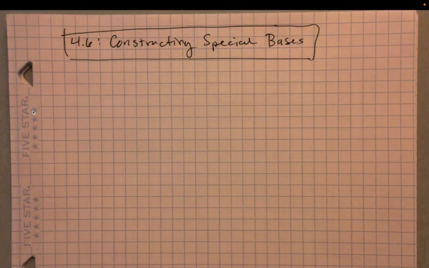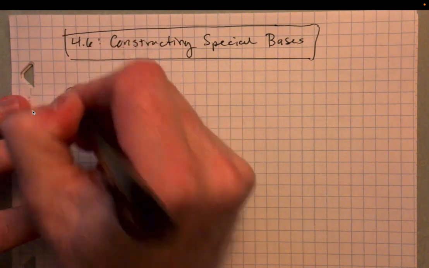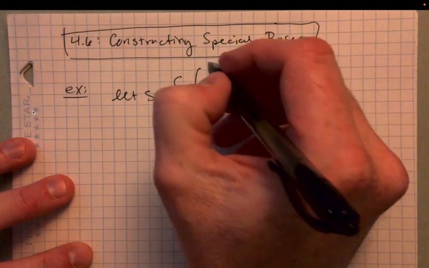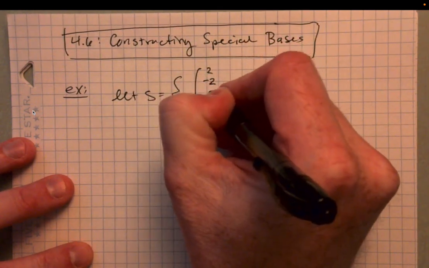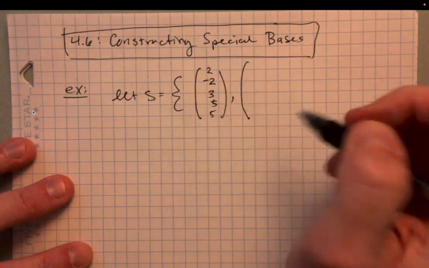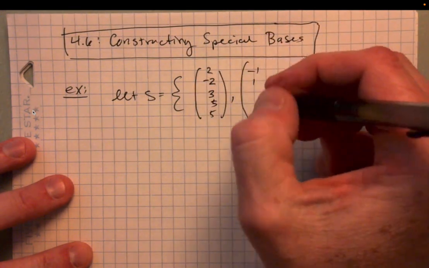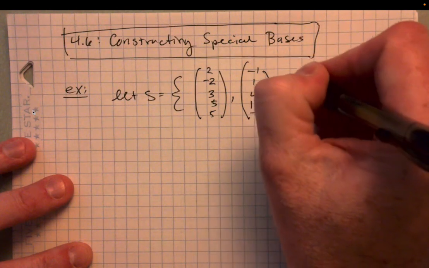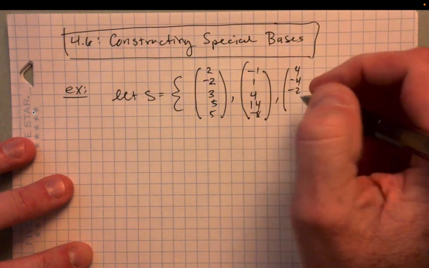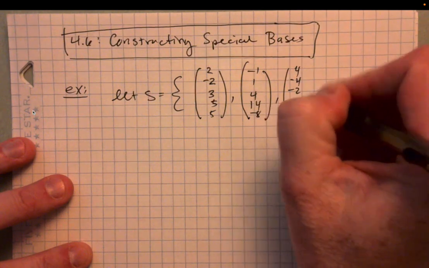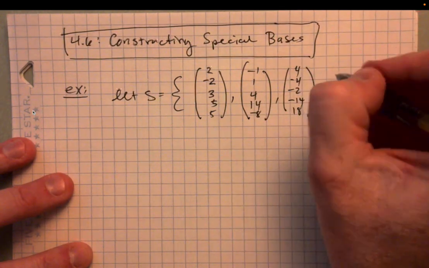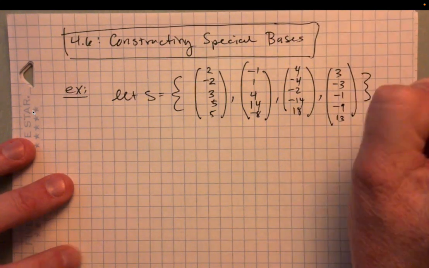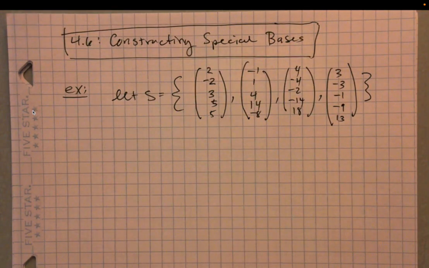Okay, so let's go ahead and start with an example. Let S equal the set (2, -2, 3, 5, 5), (-1, 1, 4, 14, -8), (4, -2, -14, 18), and (3, -3, -1, -9, 13). So we've got this set of 4 vectors from R5.